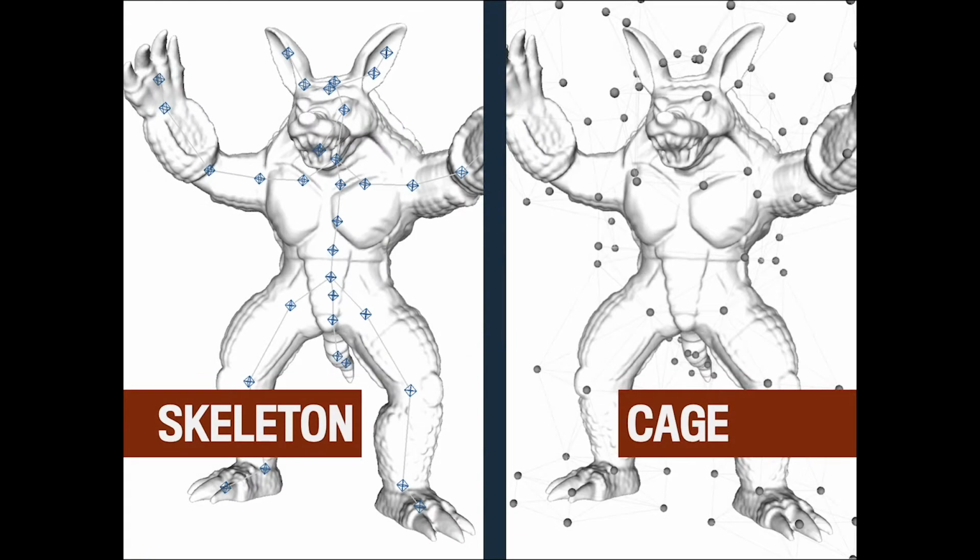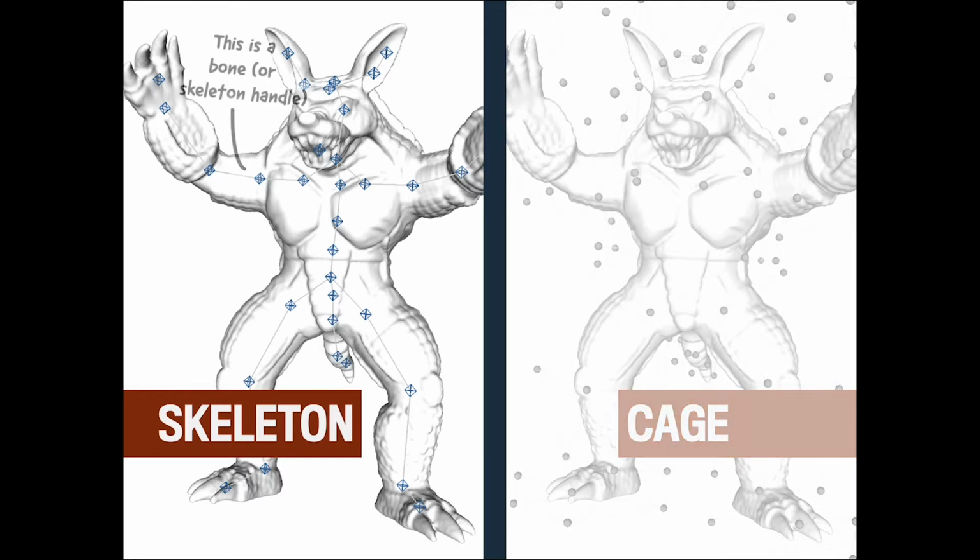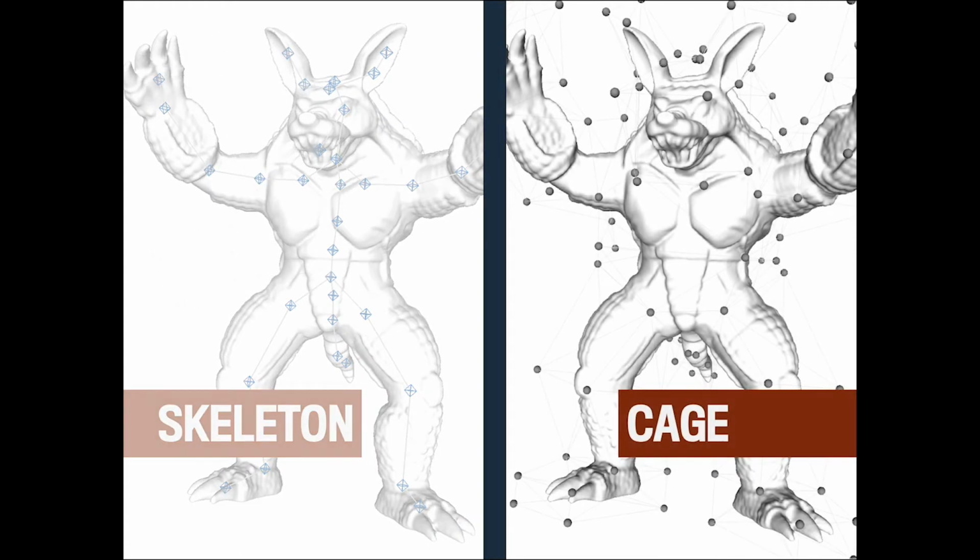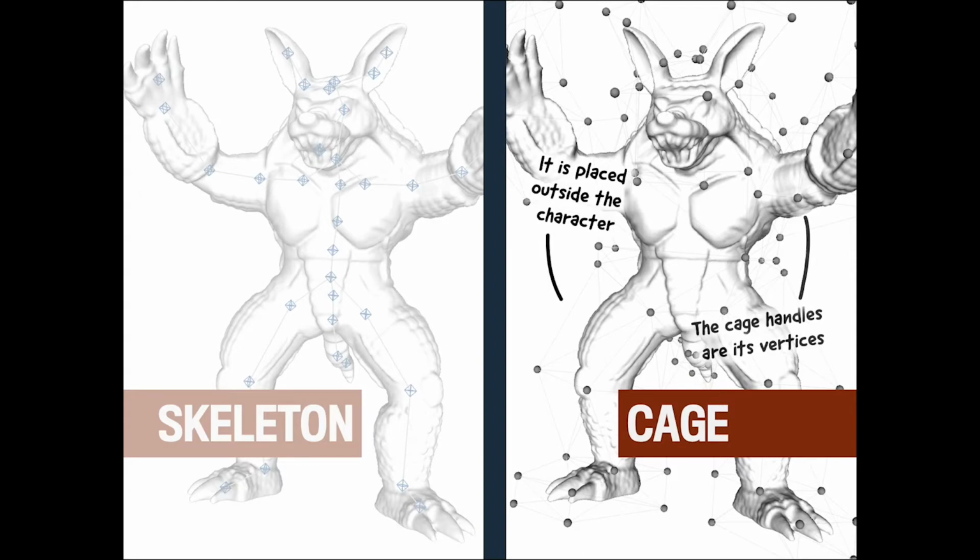Skeletons and cages are the two most widely used tools for deformations. Both are composed of handles that allow users to express deformations. Skeletons' handles or bones represent the character joints and are good to deform rigid parts of a body. Cages instead envelop the character they represent and are more suited for local smooth deformations. Skeletons and cages have different expressive powers.